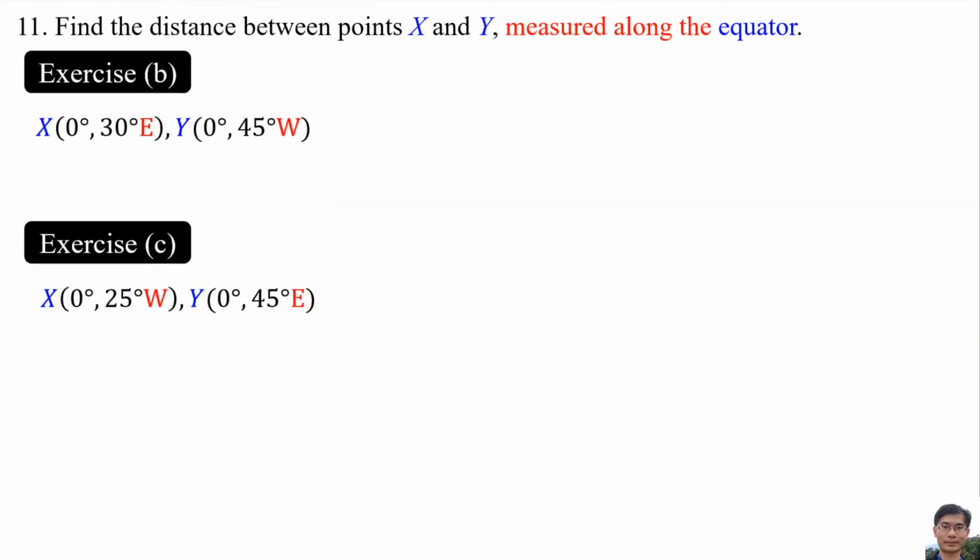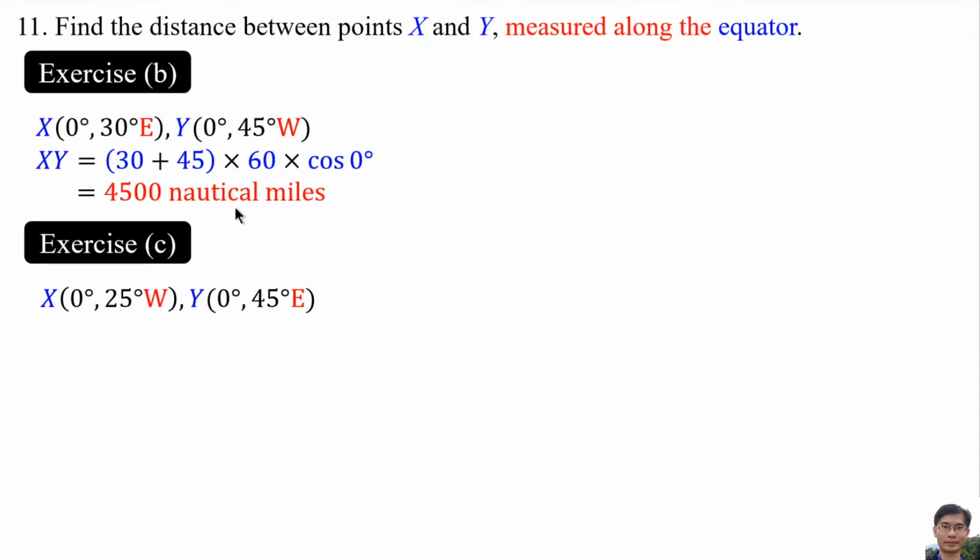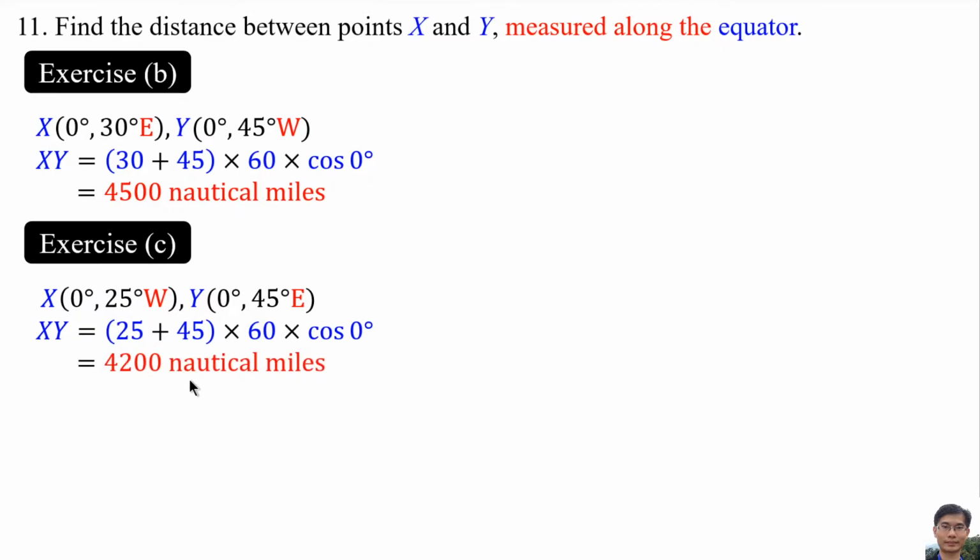Exercise B. So the difference between the angles is 45 plus 30. And then we change to nautical miles. So we need to multiply by 60 and then multiply by cos 0 degree, and we get 4500 nautical miles. Exercise C. The difference in longitude is 25 plus 45. Then change to nautical miles, times 60 times cos 0 degree, and we get 4200 nautical miles.